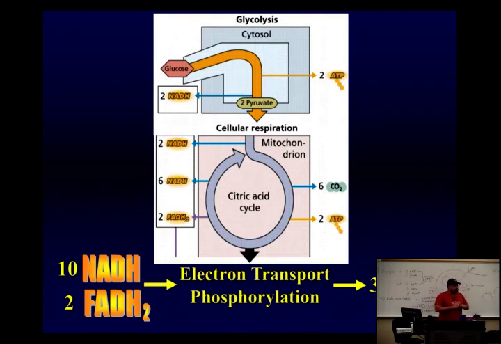Why do they die? They can't make ATP, right? You can't make ATP, you can't live. So that's why antibiotics work. Does that make sense? And they don't affect you because you don't have a cell wall, you have mitochondria.